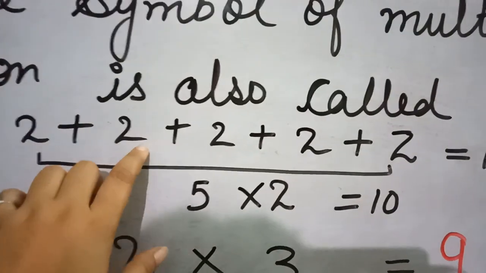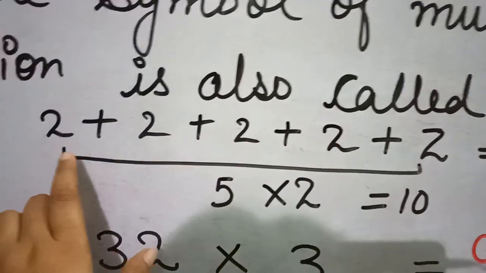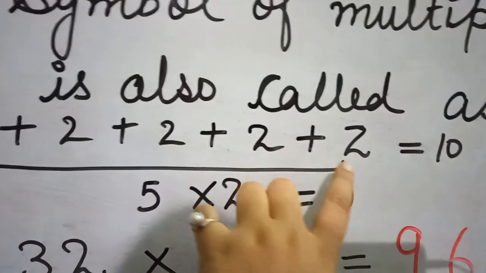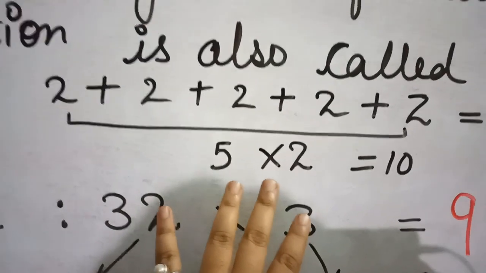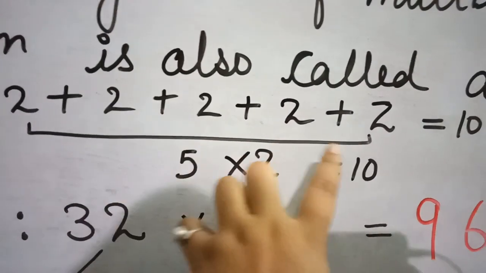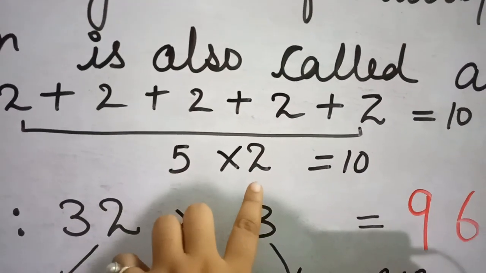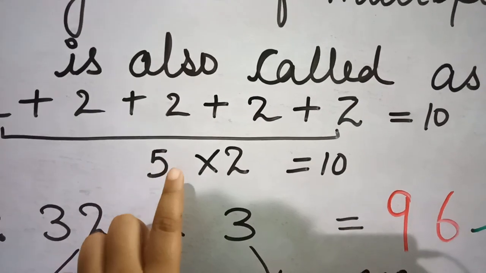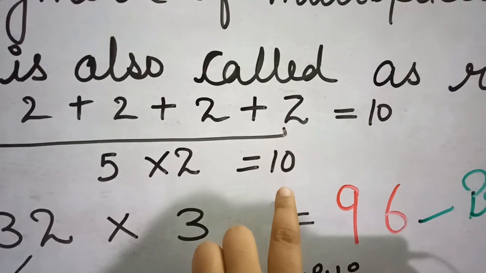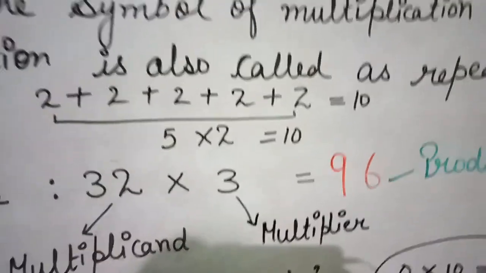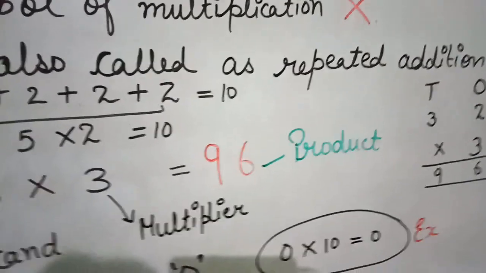Here 1, 2, 3, 4, 5, the digit 2. In a multiplication, what we have to do is take 5 whole and take 2, and 5 into 2 equal to 10. So that's why it's called repeated addition.